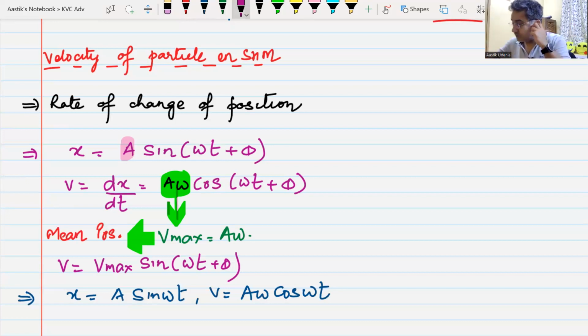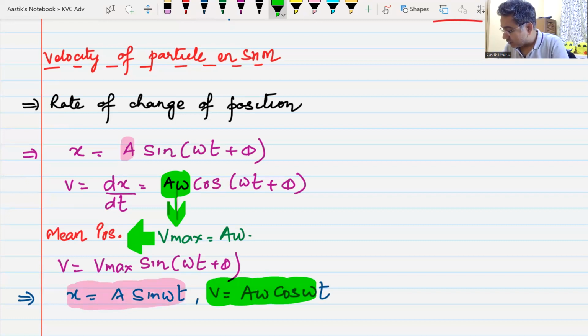Okay, so here I have written x as a function of time. Here I have written v as a function of time. Do we understand this? Yes, sir. X as a function of time and v as a function of time. I can also write v as a function of x.